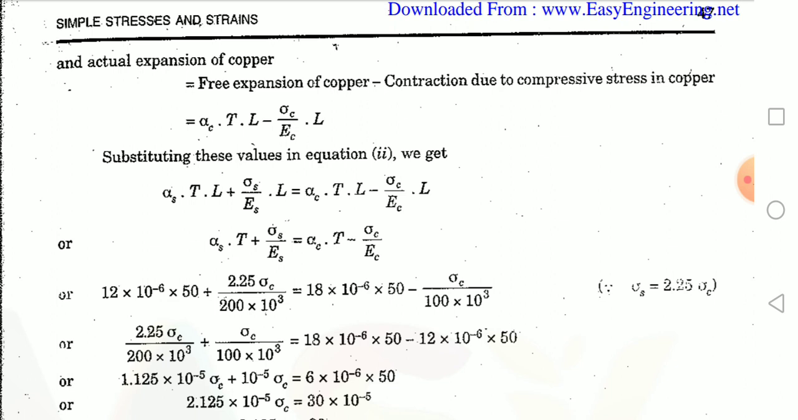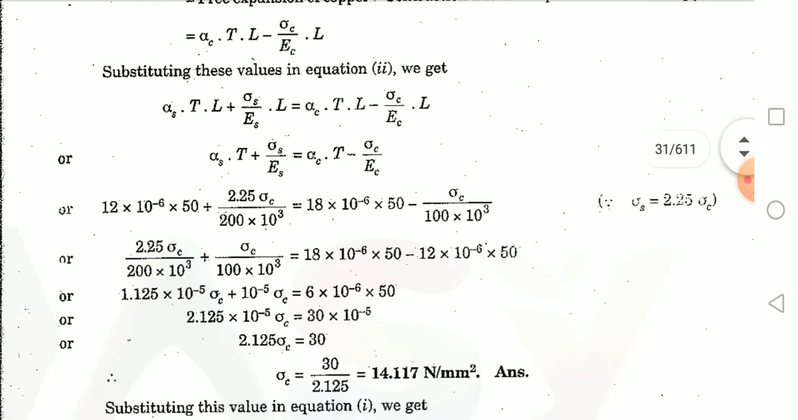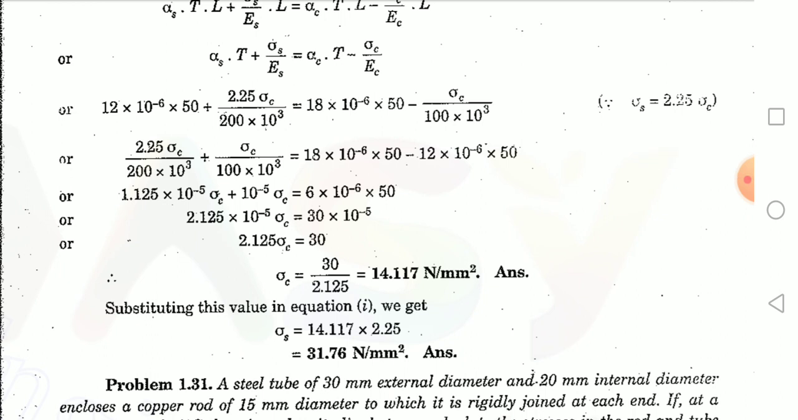So we can equate both extensions of steel and copper. Then see here, alpha S into TL plus sigma S by ES into L equals alpha C into TL minus sigma C by EC into L. So what are the values which are relevant? You take the unknown on the left side and put in the values with respect to the given data. Then you find out the unknown sigma C as 14.117 Newton per millimeter squared.